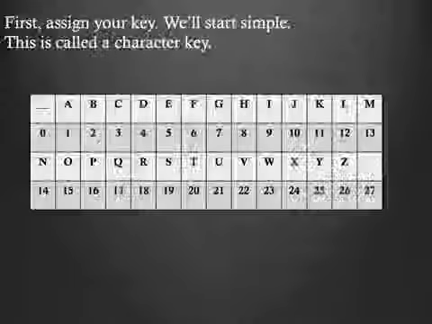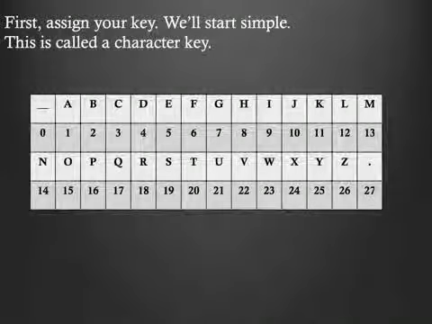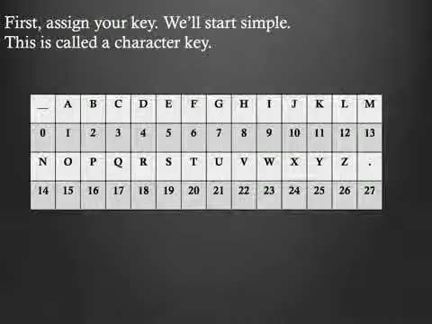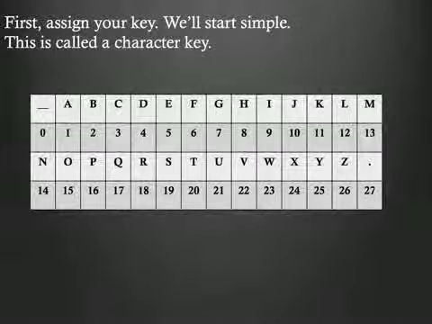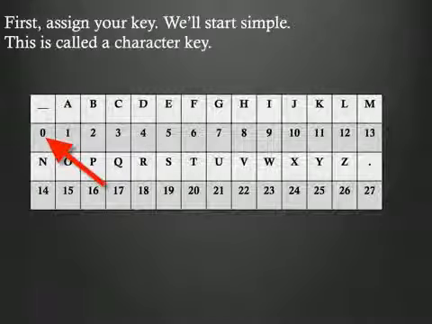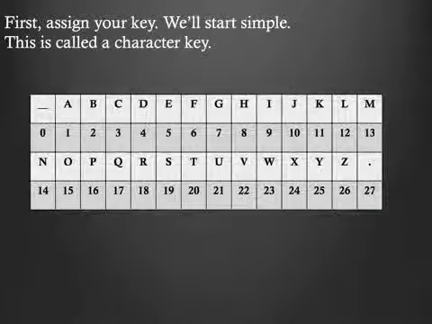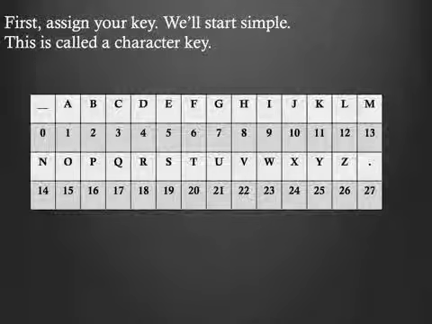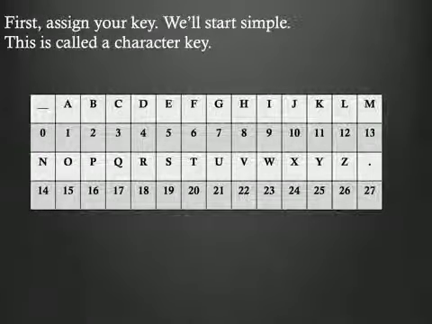More on that later. First, we're going to assign a key, and we're going to keep it simple. This is what's going to be called your character key, and a character key simply assigns every letter of the alphabet to a number. Now you'll notice here we have the number 0 and we also have the number 27. 0 is going to be used to represent a space, and 27 is going to be used to represent a period. Most codes and ciphers, though, won't use those.